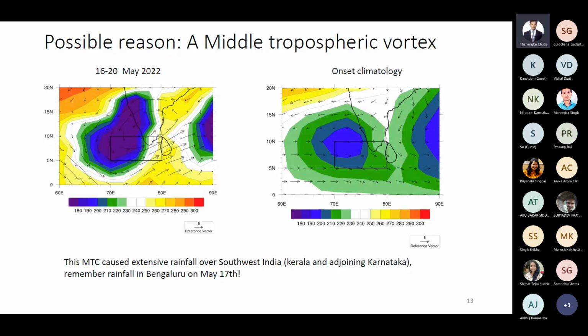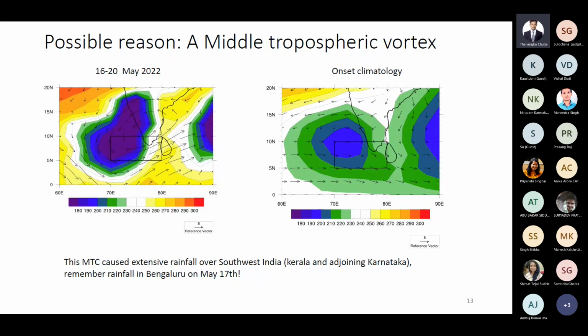But except for the 600 hPa depth criterion, all the criteria were satisfied between 16 and 20th May, and even the OLR criterion was satisfied. OLR, I guess the mean of OLR on those 4 days is close to 150 watt per meter square over the area which IMD suggests. So except for that, the conclusion is the mid-tropospheric cyclone caused extensive rainfall over southwest India, Kerala and adjoining Karnataka.